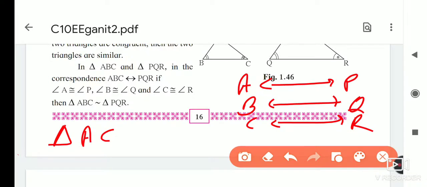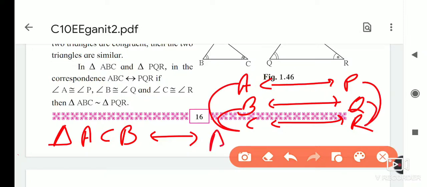So you can write this in that way. If we write triangle ACB, then here you have to write PRQ. Sorry, here we have to give similarity. So triangle ACB is similar to PRQ. Triangle ABC is similar to PQR. Otherwise triangle BCA is similar to QRP. In that way we have to write it.